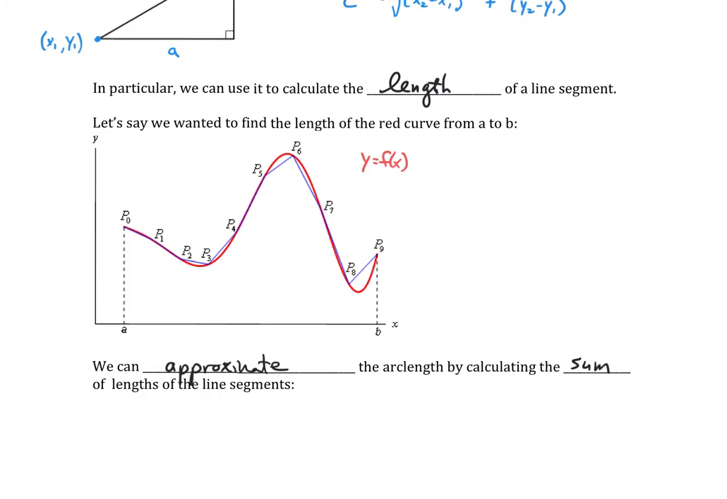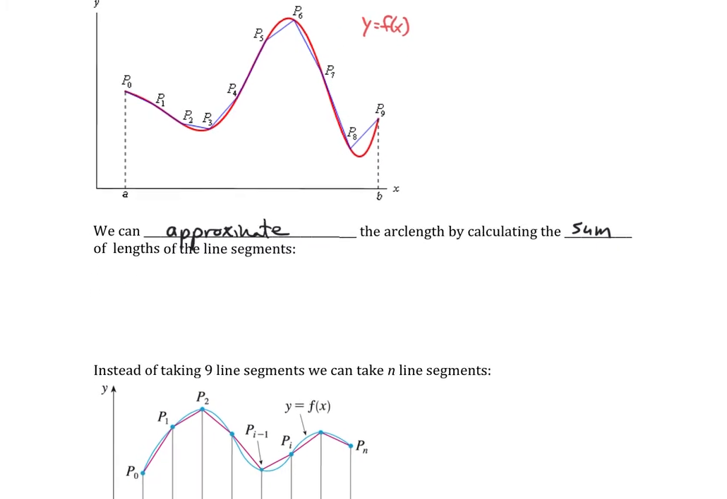So what you'll see up above here is that we actually have 9 line segments. Here's one line segment, here's a second, a third, the fourth, the fifth, the sixth, the seventh, the eighth, and the ninth. Okay, that 9 number isn't important. The point is that if we use these blue line segments and we added them all up, that would be a good approximation of the arc length. So this is what we're going to do.